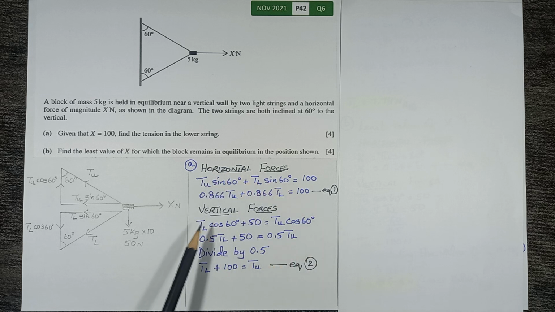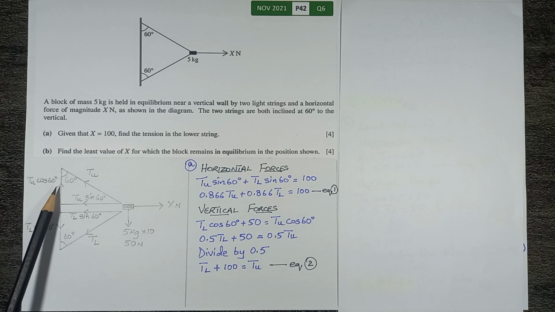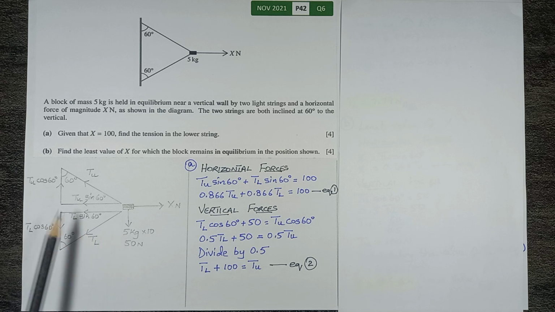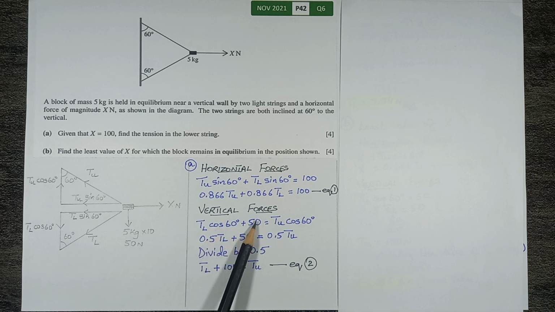And based on vertical forces, if we just look at the vertical forces, we have a vertical force pointing upward as Tu cos 60, and we have two forces pointing downward, which is TL cos 60 and 50 Newton. That means the sum of these two would be equal to Tu cos 60. So TL cos 60 plus 50 would be equal to Tu cos 60. Writing the value of cos 60 as 0.5, we have an equation, and we could simplify this equation and make it easier.